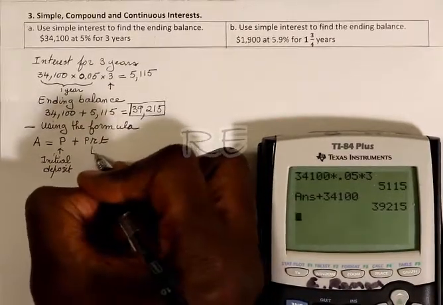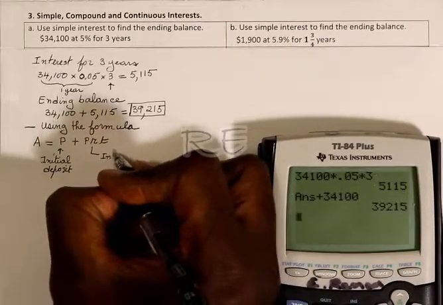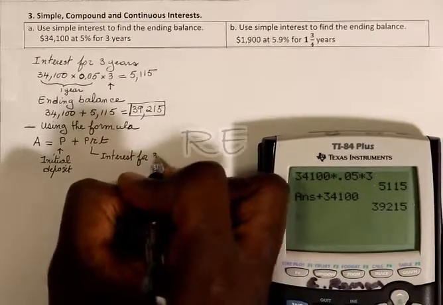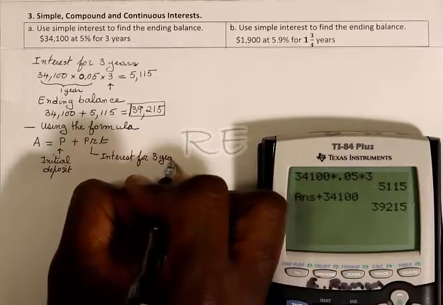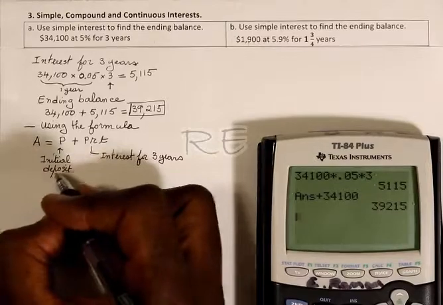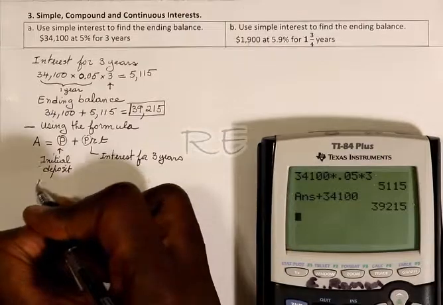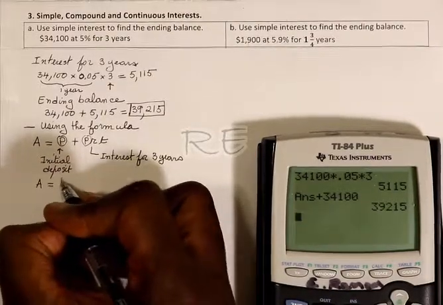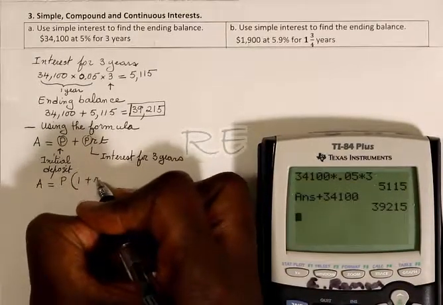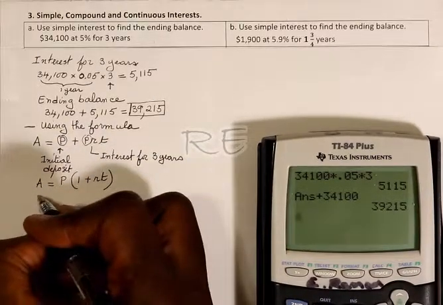Okay, initial investment. The second part of the expression is the interest paid for 3 years. So it's going to be the principal multiplied by the interest rate multiplied by the time. We notice that the GCF is P. So if we factor out P, we end up with 1 plus the interest rate multiplied by the time. And this is the formula.